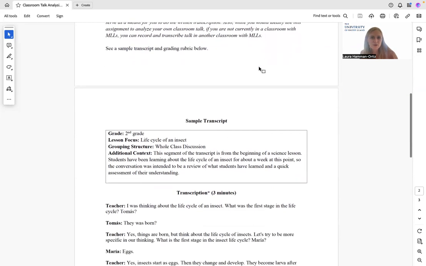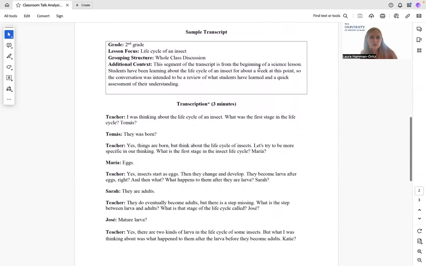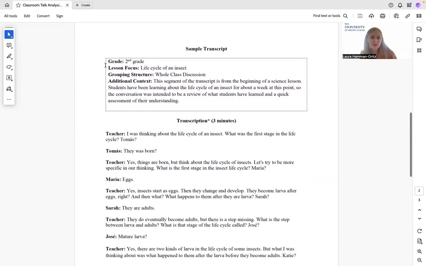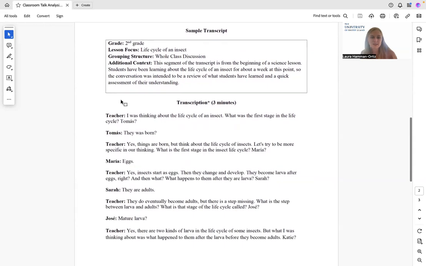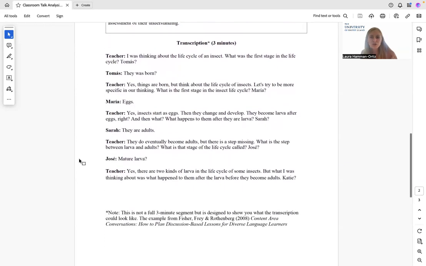So here's where I mentioned that you don't have to upload the video. I did include on the second page a sample transcript just so you can see what I'm envisioning. So it doesn't have to look exactly like this, but you can see here I provided some context for the lesson. So the grade, the focus, the way that the students were grouped, and some context about what the lesson is. And then this is what I'm looking for in terms of transcription.